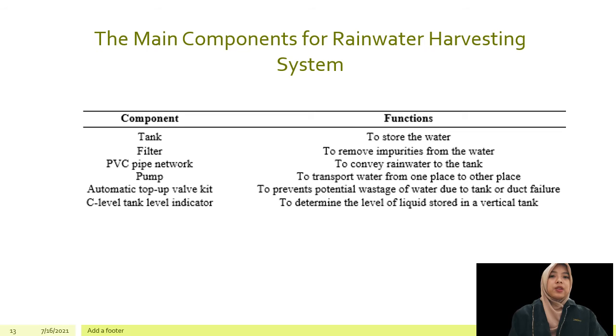Next, the function of the automatic top-up valve is to prevent potential wastage of water due to tank or duct failure. And lastly, the function of the tank level indicator is to determine the level of liquid stored in the vertical tank.